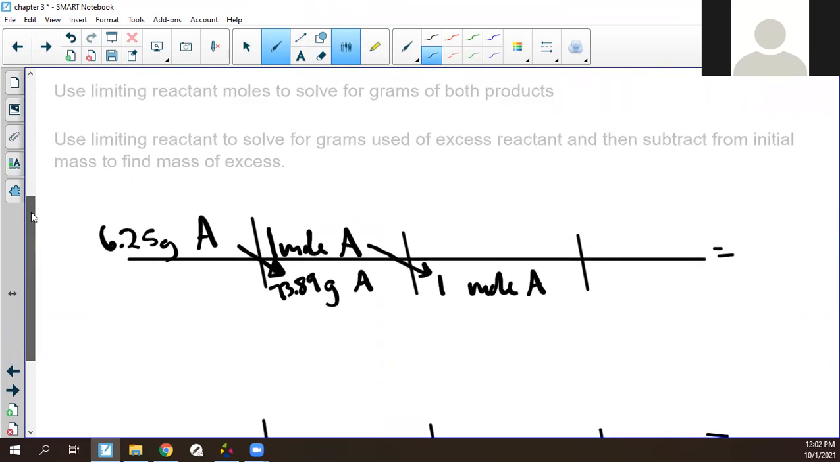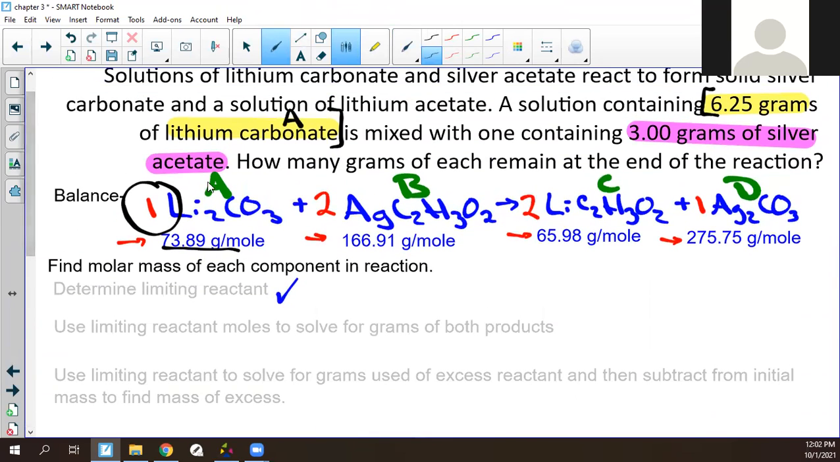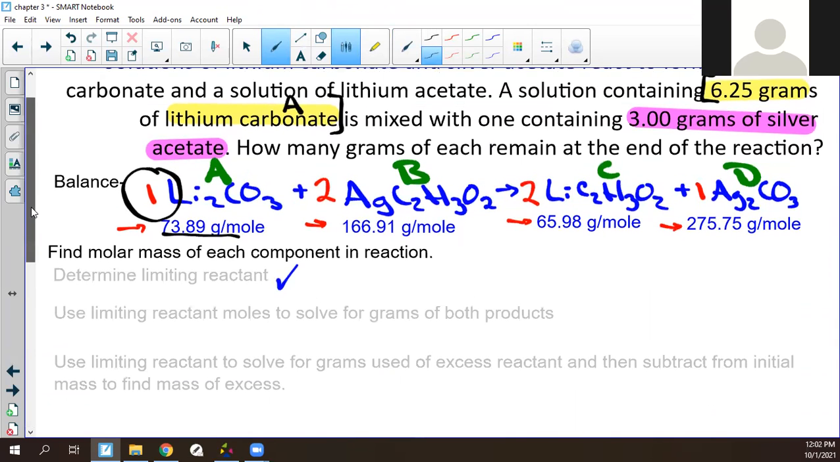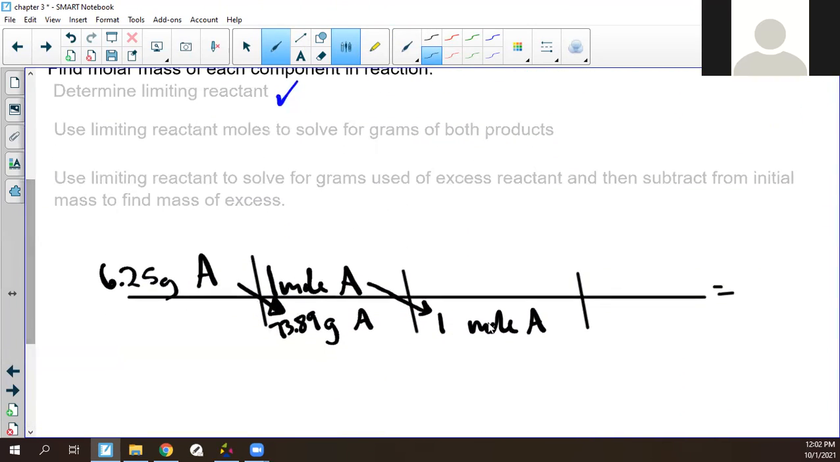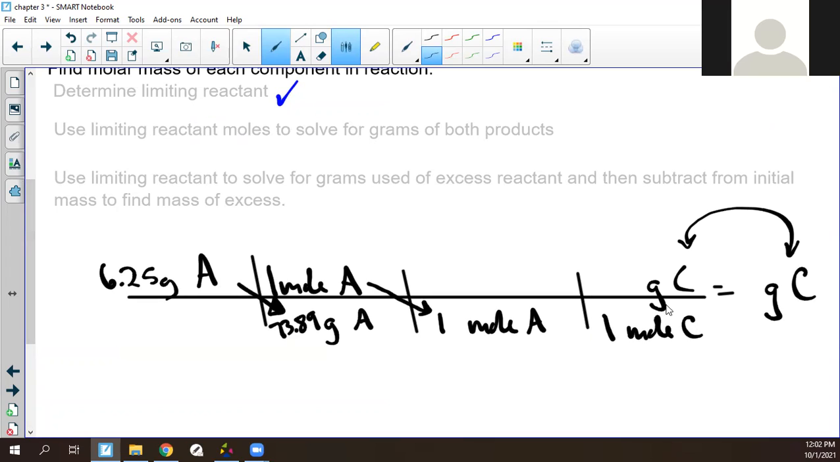Okay, now, it doesn't really matter. I'll just go C. It doesn't matter which one as long as I do both. So I'm going to solve for grams of C now. Which means what do I have at the end? Grams of C. And tell your partner, grams are always attached to what? 1 mole of the same thing, which happens to be C.